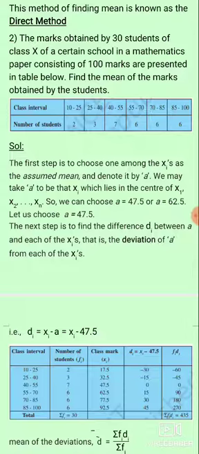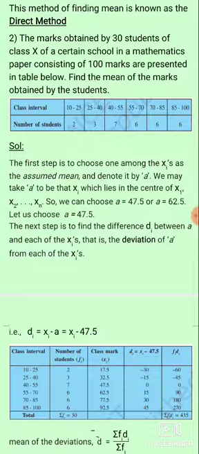Out of these xi, we need to select the assumed mean. For the selection of the assumed mean, if there is a middle number, you can select the middle number as the assumed mean, which we represent using A. In this question, 47.5 and 62.5 are both in the middle. Any one of them we can select as the assumed mean A, either 47.5 or 62.5. Here we select 47.5 as the assumed mean.